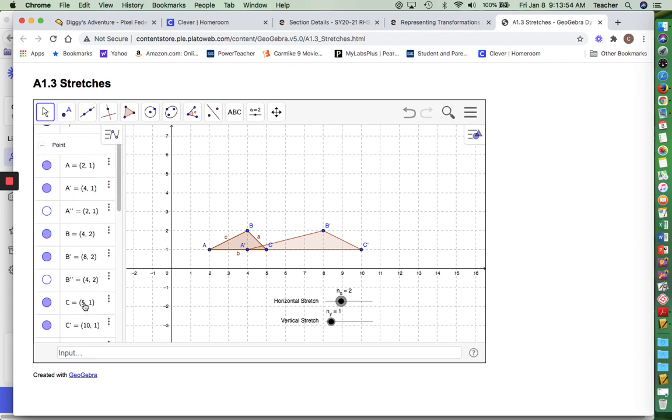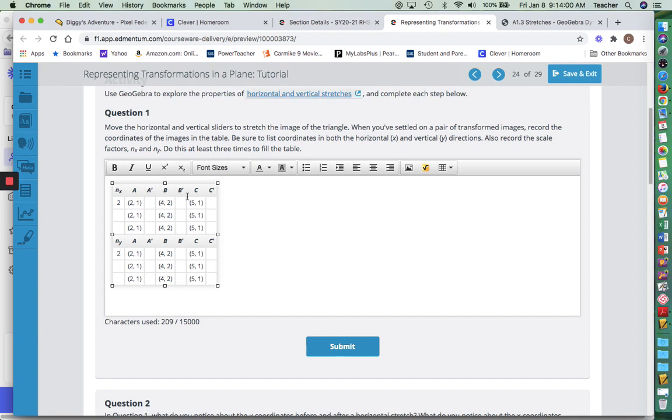Let's go to C. So 5 times 2 is 10. So it only affects the x if you're stretching along the x. There you go. Only affects the x if you're stretching along the x. So that is going to be 4, 1. And then we're going to multiply 4 times 2, so it'll be 8, 2. And then we're only going to multiply times the 5, so it'll be 10, 1.